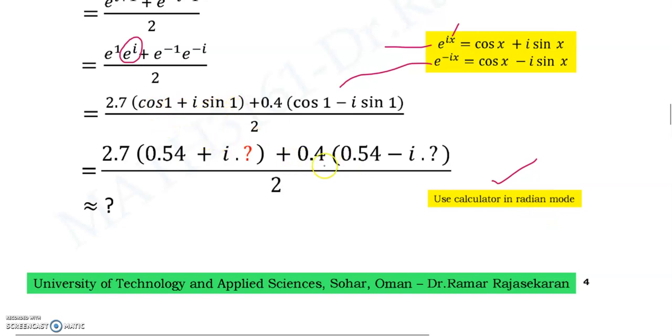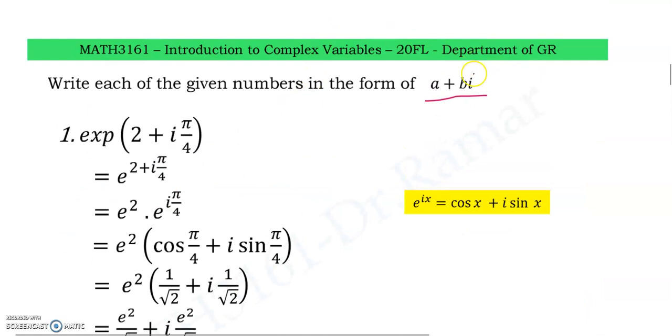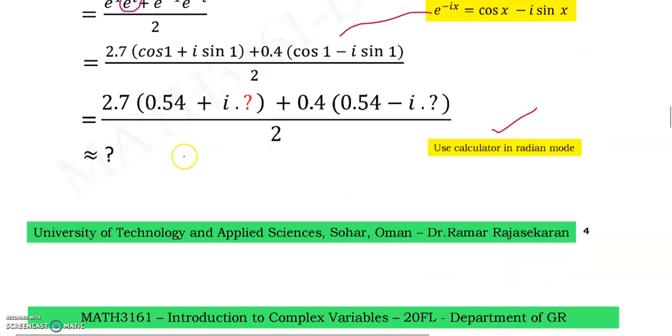Then you simplify it and you will get the final answer, but you have to write the final answer in this a plus bi form. Don't forget. So here I leave the calculation for you. You use the calculator, then find the value, and write it here. Finally you write the answer in the form of a plus bi.